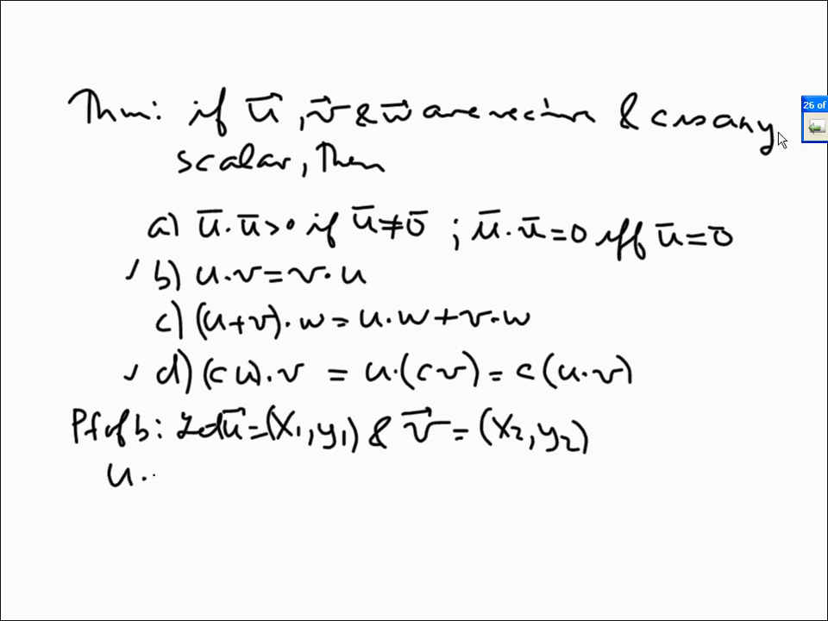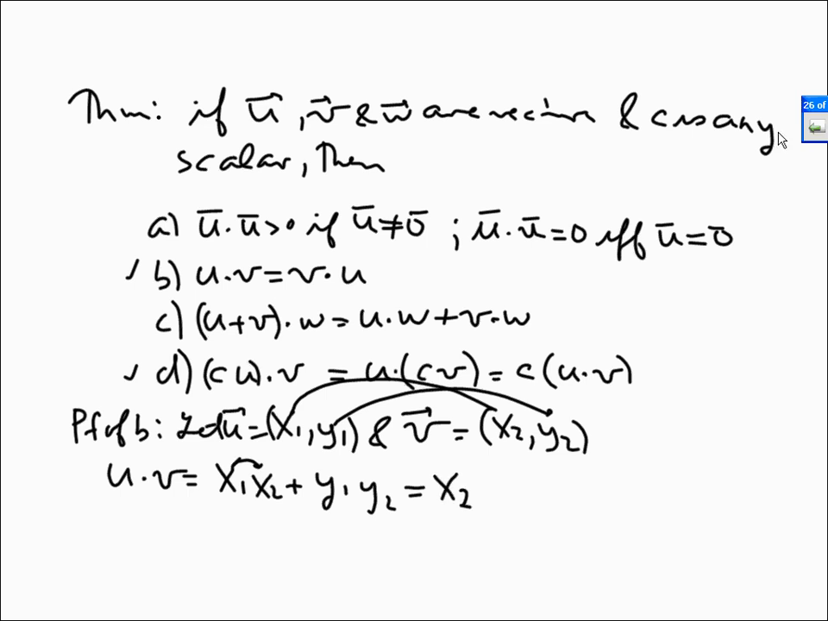Well, U dot V is x1, x2 plus y1, y2. Multiply the first components plus, and then multiply the second components. Now, the thing is, x1, x2, y1, y2, they're real numbers. I can switch the order that I multiplied. This is x2, x1 plus, switch the order, that's y2, y1. But that's V dot U.